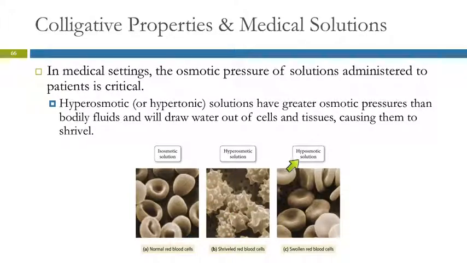If you have a hypoosmotic or a hypotonic solution where the concentration is less on the outside, then the water will flow into the red blood cells and cause them to swell. That's not great either. If that continues, they'll actually rupture. So these sorts of things are important. Any questions about that?